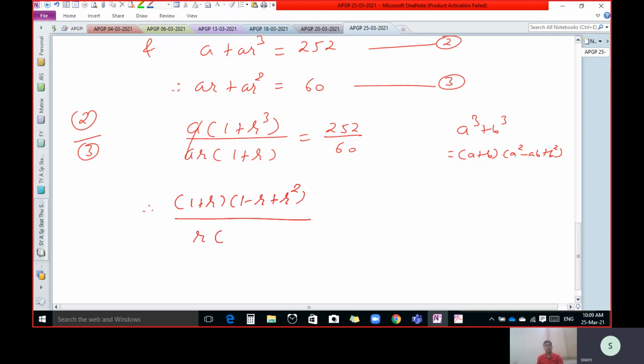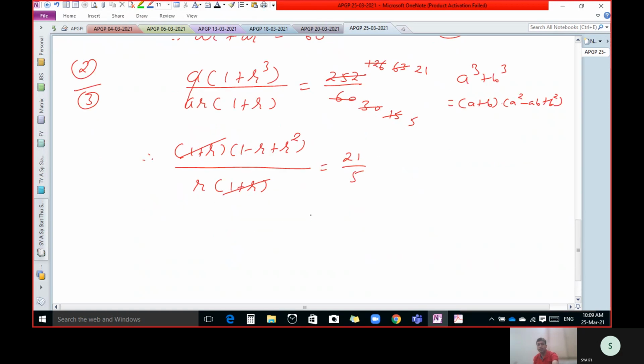Correct. And now you can cancel by 12 if you know directly. Otherwise you can cancel by 2 first of all. So if we cancel by 2, what we get? 126. Once again can divide by 2. 15 divided by 2, 63. Now divide by 3. 5 divided by 3, 21. So we get 21 upon 5. You can cancel 1 minus R.